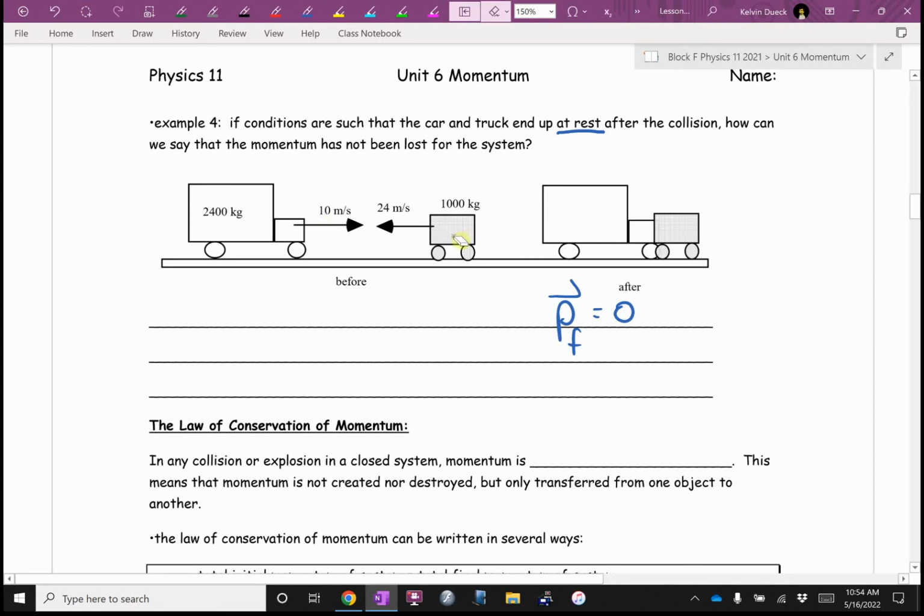Here's before the collision. I'm going to use lowercase t for truck, lowercase c for car. And here's what I'm going to say. Before the collision, we have the momentum of the truck initial and the momentum of the car initial.